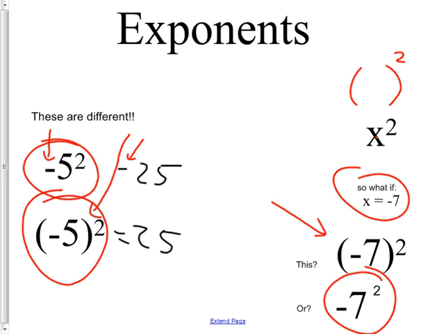This one is not what you have. A lot of people think it is. They think, oh, I dropped in a 7 or a negative 7 for x, so I'll just write it like this. That won't work. That'll give you an answer of negative 49.